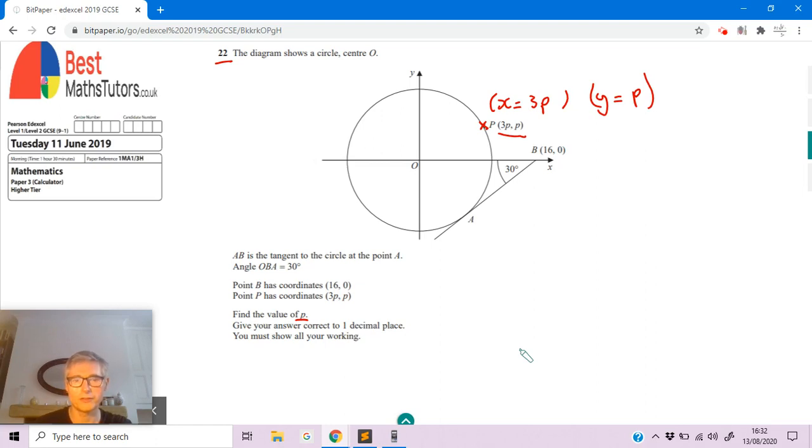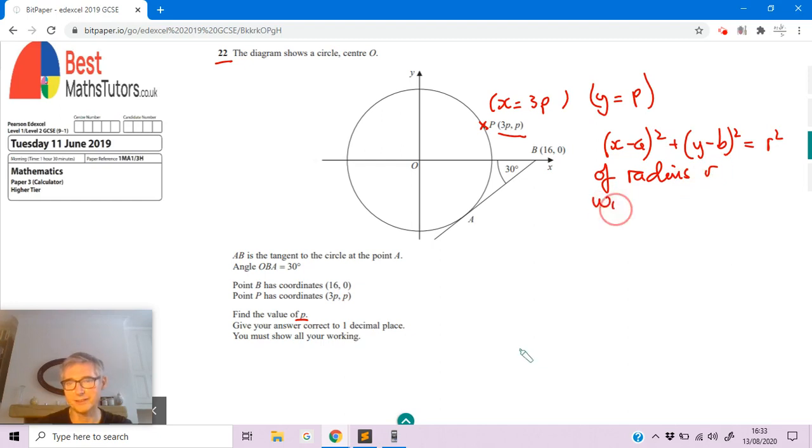So in order to do this, we need to know a couple of facts and formulas, and one of them is the equation of a circle. The equation of a circle going through a point is given as (x minus a) all squared plus (y minus b) all squared is equal to r squared, and that's for a circle of radius r with a centre that would be (a, b).